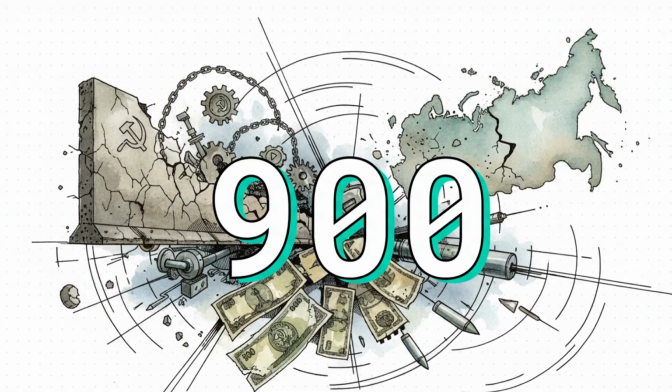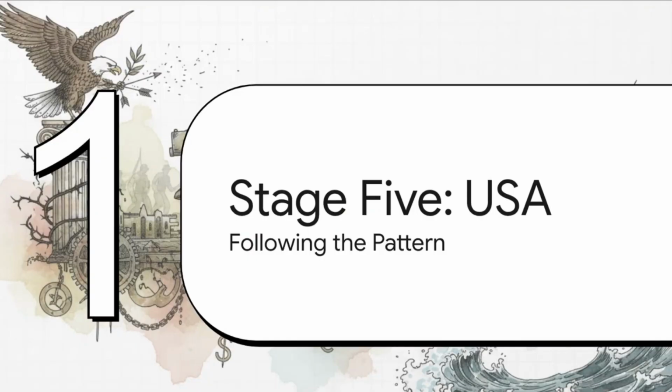And it wasn't destroyed by a foreign army, it was a complete economic implosion from within. Their military spending was totally unsustainable, that's Stage 1, and their currency, the ruble, became worthless, Stage 2. The pattern held perfectly.